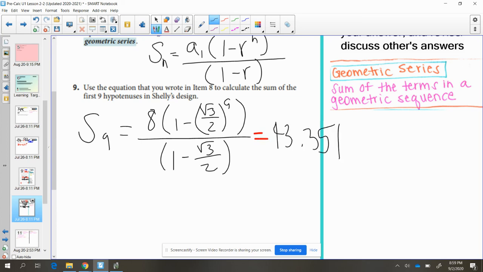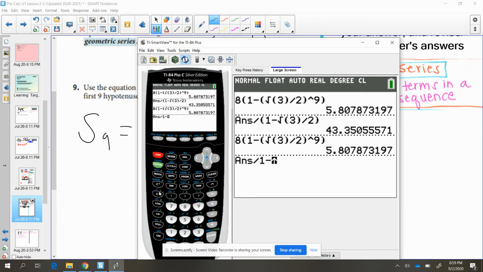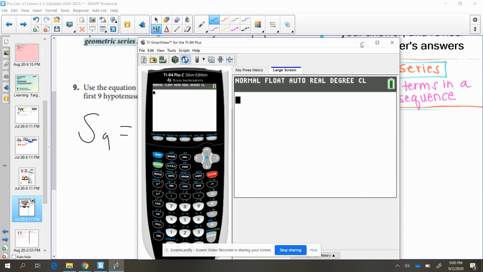I cannot stress enough the importance here of making sure you use parentheses, because let me show you, if you just do divided by 1 minus square root of 3 divided by 2, your order of operations is going to mess this whole thing up, right? It's going to do divided by 1 minus this. So don't do that, okay? Make sure you are careful in your parentheses use.